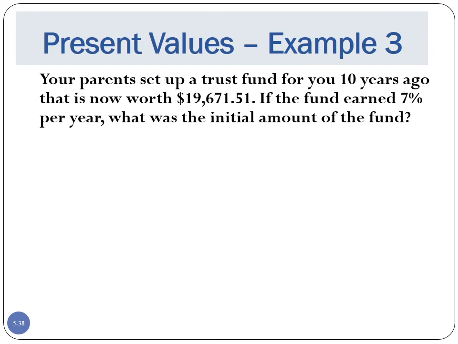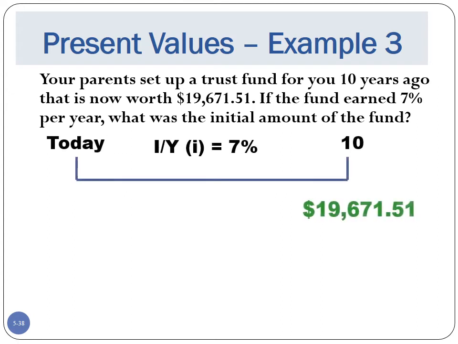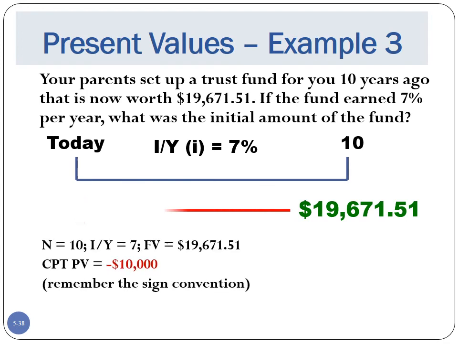Here's another example. Your parents set up a trust fund for you 10 years ago that is now worth $19,671.51. If the fund earns 7% per year, what was the initial amount of the fund? Again, this is a discounting. We look at the future value, $19,671.51, and then we discount it back to the present value, which happens to be in the past, but it's a present value problem, so it's $10,000.